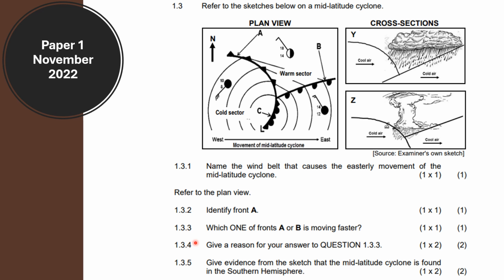1.3.3, which one of the fronts, A or B, is moving faster? You're going to say A, the cold front moves faster than B. It says to give a reason for the answer. In other words, why are you saying that front A, which is a cold front, is moving faster than the warm front? There are a number of reasons. If you look behind the cold front, you'll notice that the winds behind the cold front are much stronger than the wind behind the warm front.